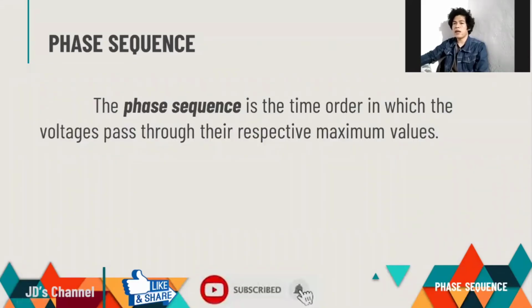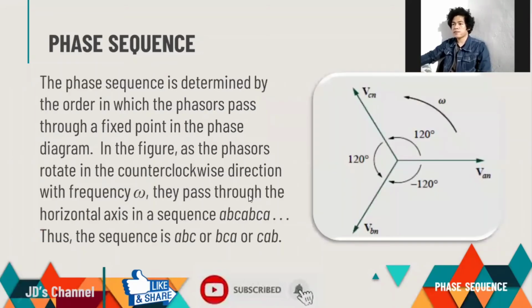Ayan, so again, what is phase sequence? Phase sequence is the time order in which the voltages pass through their respective maximum values. So, yan po yung ibig sabihin ng ating phase sequence. Okay, phase sequence is determined by the order in which the phasors pass through a fixed point in the phase diagram. So, halimbawa, dito sa figure natin class, kanina, di ba ito ay positive sequence. Di ba binigyan natin siya ng name as ABC sequence. Okay, class? ABC sequence.